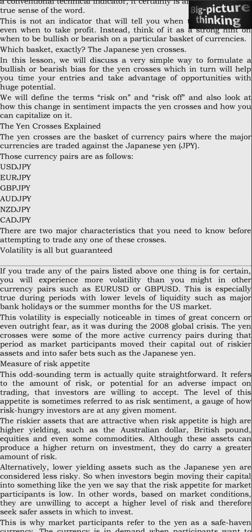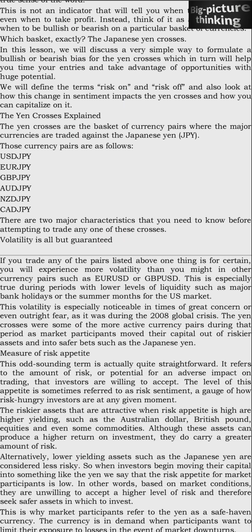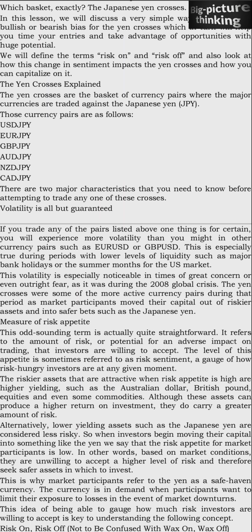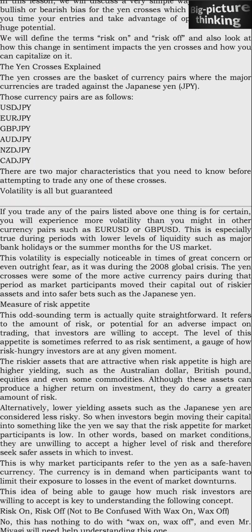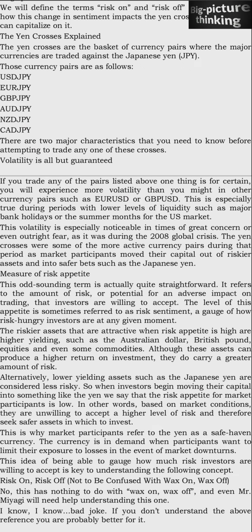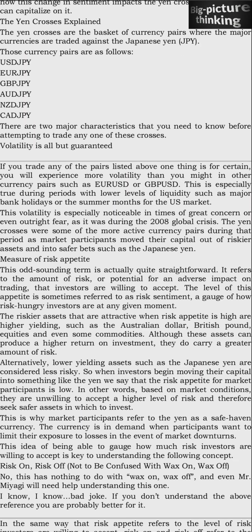The yen crosses explained. The yen crosses are the basket of currency pairs where the major currencies are traded against the Japanese yen, JPY. Those currency pairs are as follows: USD JPY, EUR JPY, GBP JPY, AUD JPY, NZD JPY, CAD JPY. There are two major characteristics that you need to know before attempting to trade any one of these crosses.